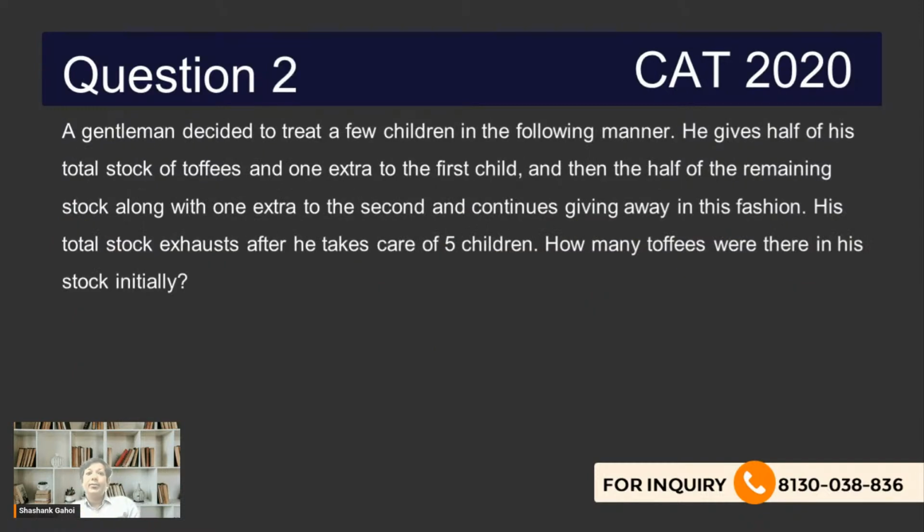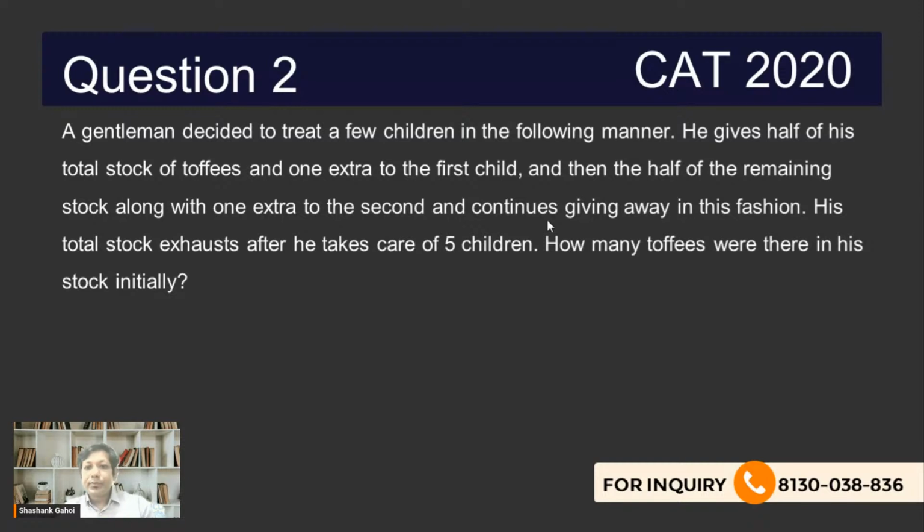Now, a gentleman decided to treat a few children in the following manner. He gives half of his total stock of toffees and one extra to the first child, then half of the remaining with one extra, and continuing giving in this fashion, and total stock exhausts after he takes care of 5 children. How many toffees were there in his stock initially? Now, this is a very standard question that we are going to solve.